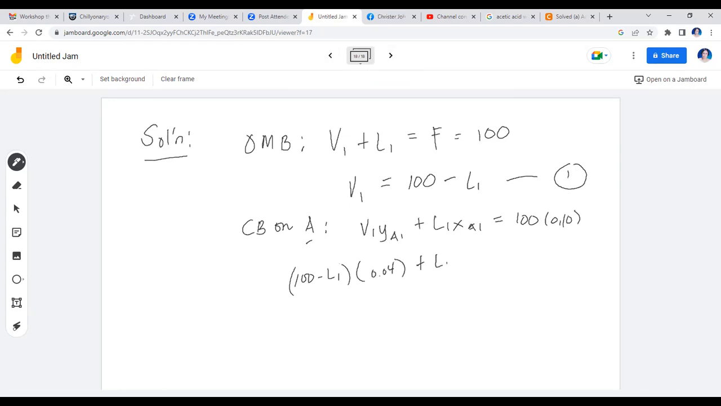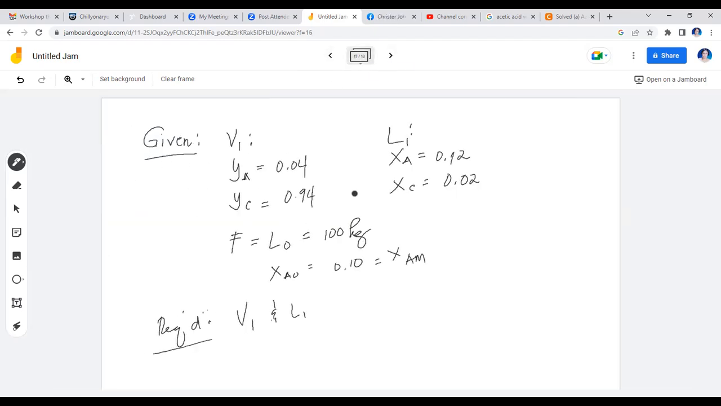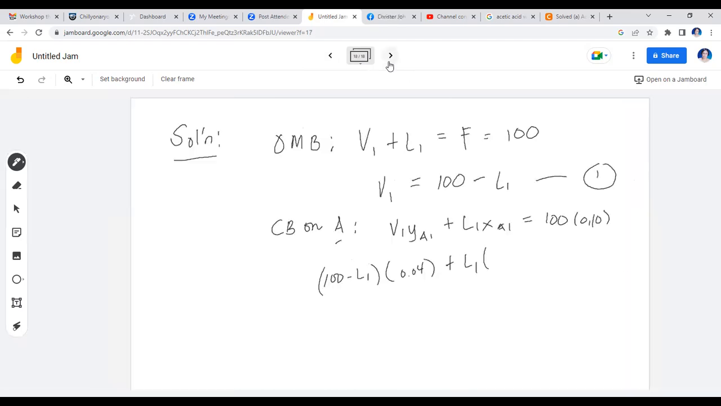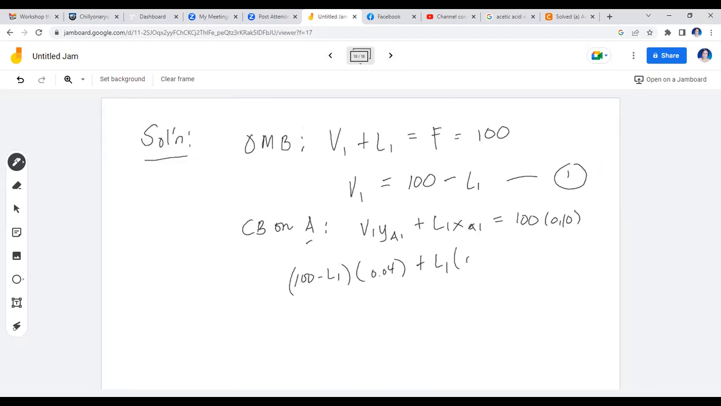Your L1 is L1. We do not know that. And you'll have XA1. XA1 is 0.12, all given in the problem. And this one is 10. And you'll be able to find L1. Once you have L1, you can get V1.